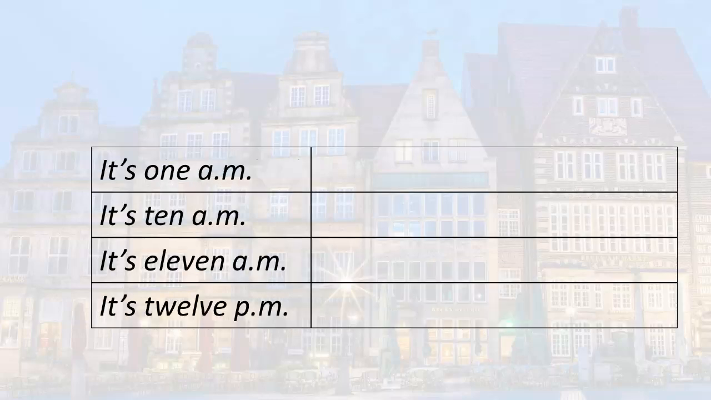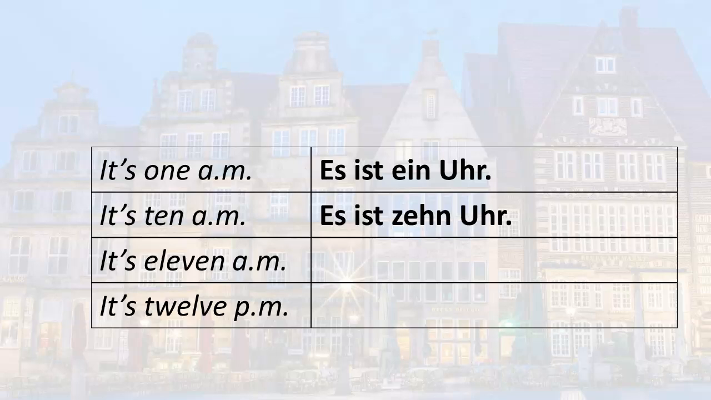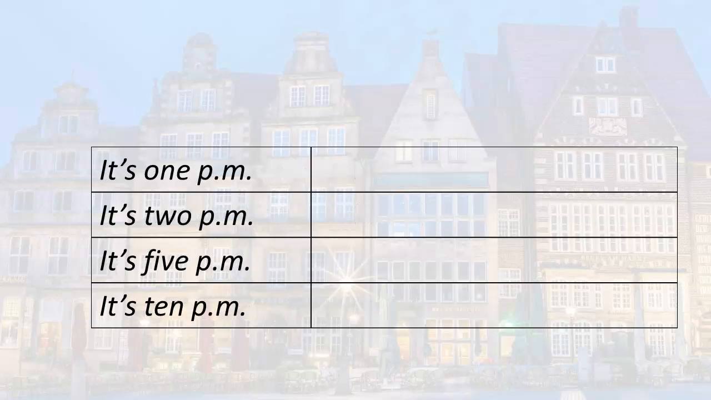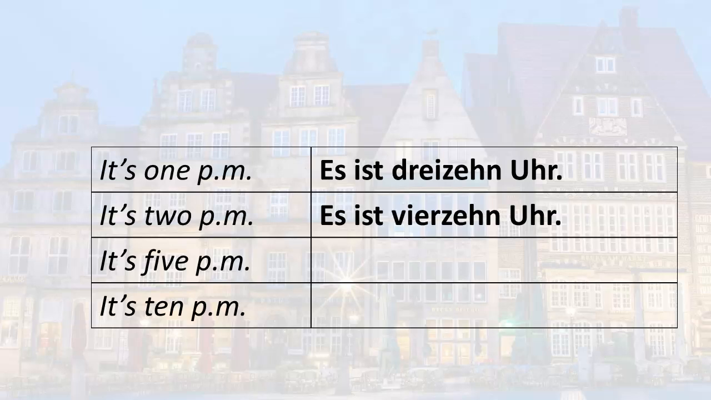So from 1 to 12, it's going to be the familiar formula that you already know. It's 1 a.m., es ist 1 Uhr. It's 10 a.m., es ist 10 Uhr. It's 11 a.m., es ist 11 Uhr. It's 12 p.m., es ist 12 Uhr. So after 12 p.m., when you get to 1 p.m., instead of going back to number 1, you go to 13. So 1 p.m. would be es ist 13 Uhr. 2 p.m., you go to 14. So es ist 14 Uhr.